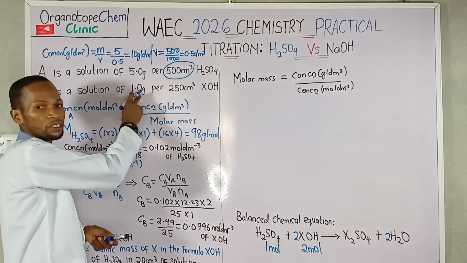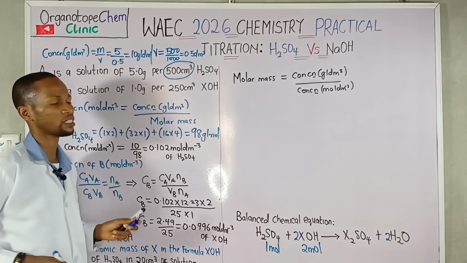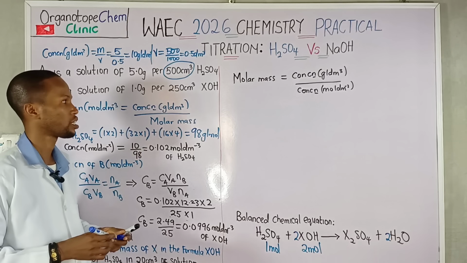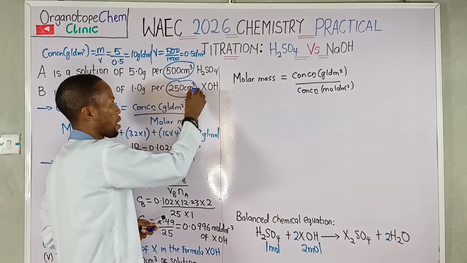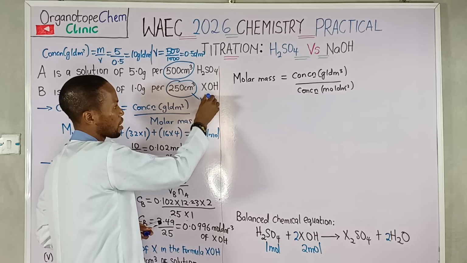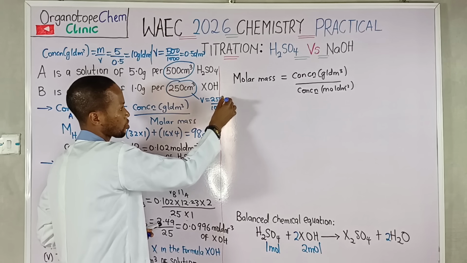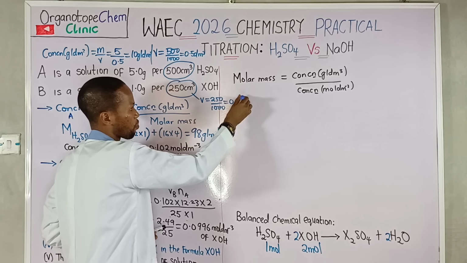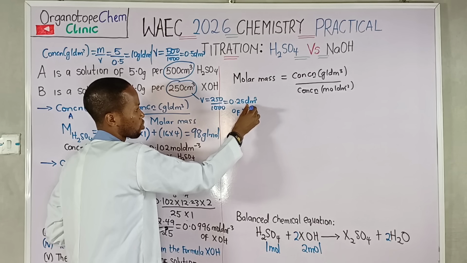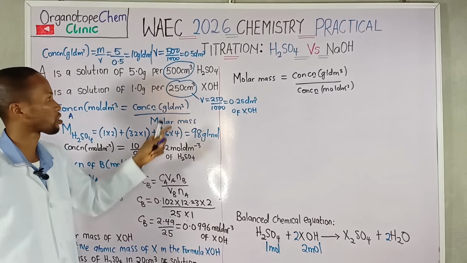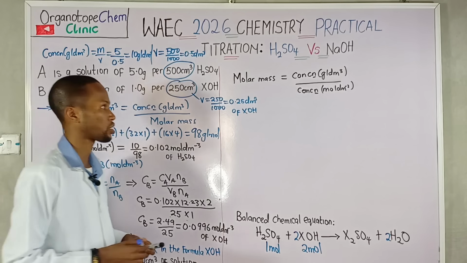From the information given right here, we have 1.0 gram per 250 cm cube of XOH, which implies we can convert this to dm cube by dividing by 1000. So we have V equals 250 divided by 1000. So we are going to have 0.25 dm cube of XOH. Okay, so since we know the volume in dm cube, we can now find the mass concentration.